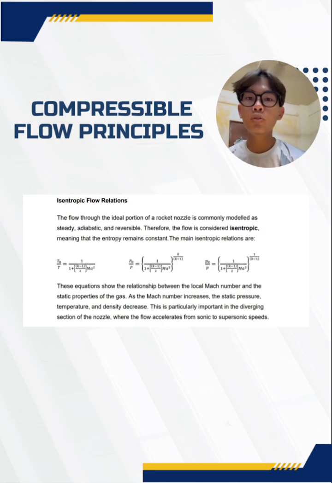Good day everyone. So moving on to the next one, isentropic flow relations. The flow through the ideal portion of the nozzle is commonly assumed to be steady, adiabatic, and reversible. Therefore, the flow is considered isentropic, meaning that the entropy remains constant. So the main isentropic flow relations describe the relationship between the Mach number and the static pressure, temperature, and also the density of the gas. When the Mach number increases, the static properties decrease. This is especially important in the diverging section of the nozzle, where the flow accelerates from sonic to supersonic speeds.